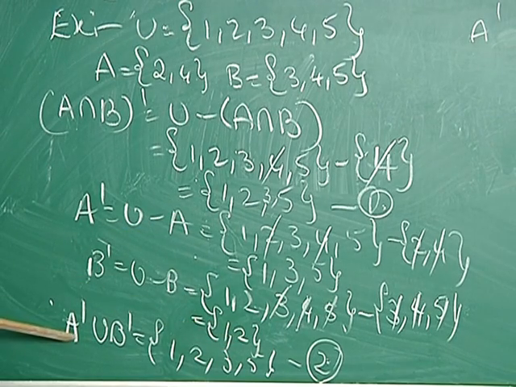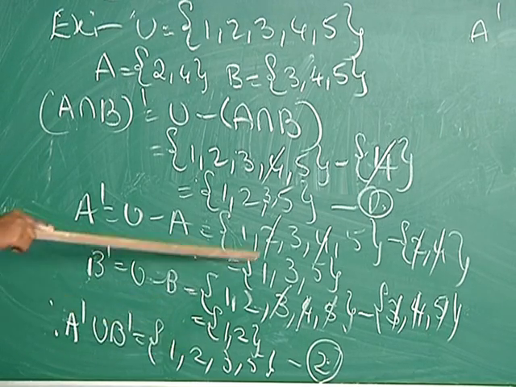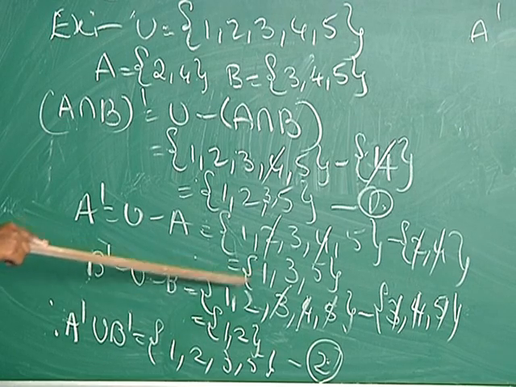Now A complement union B complement. In these two, since the union symbol is there, we need to combine both the values. 1 is present in both.